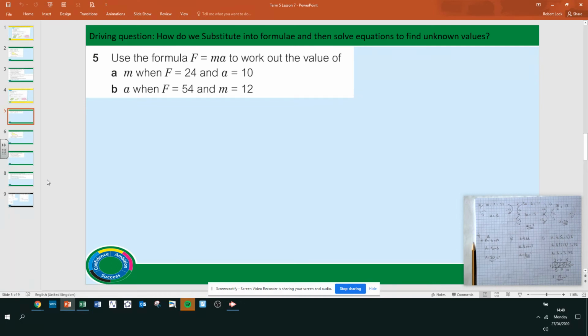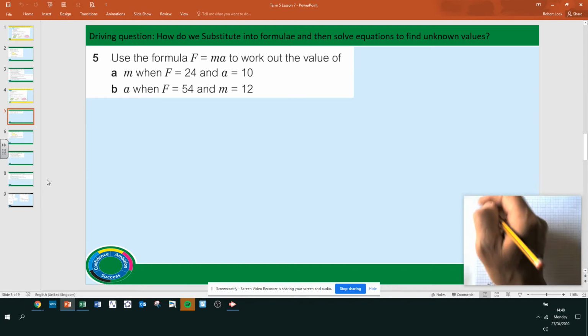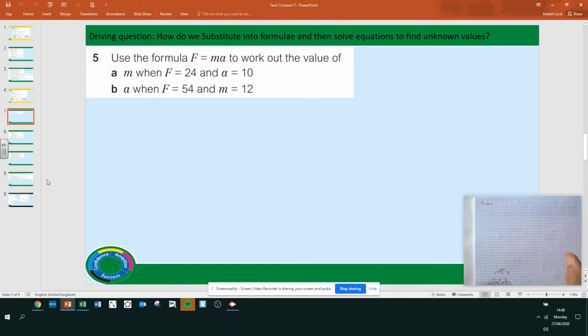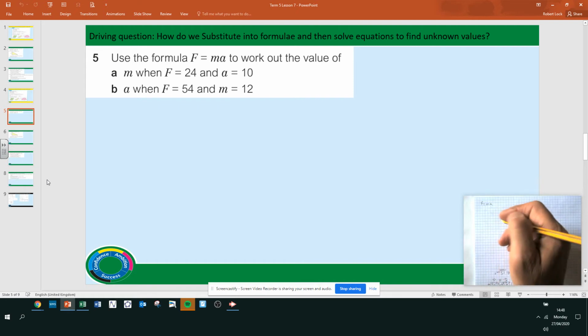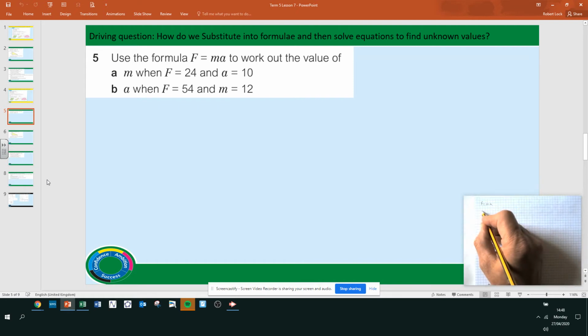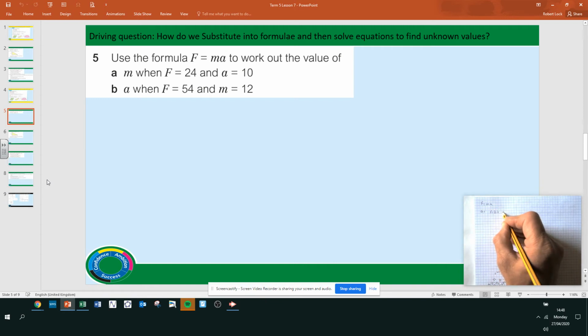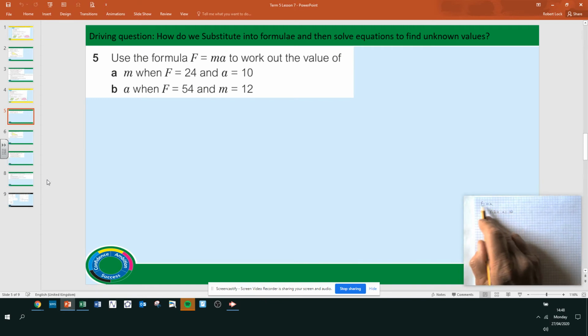Okay, welcome back. Question 5. Use the formula F equals ma to work out the value of m. So, F equals ma, force equals mass times acceleration. F equals 24, A equals 10. We want to find out what m is. So first of all, let's rearrange this equation here.